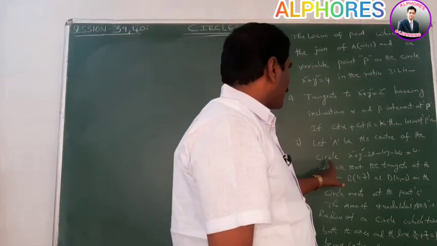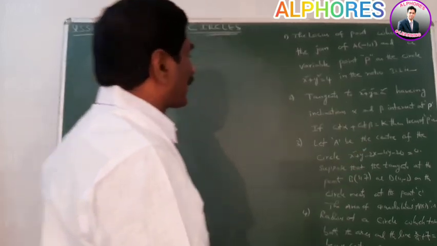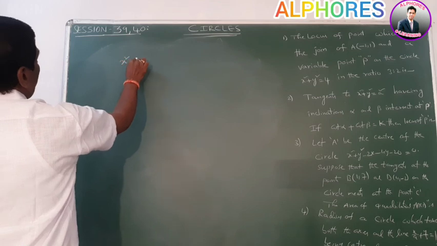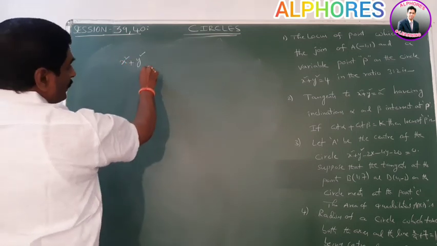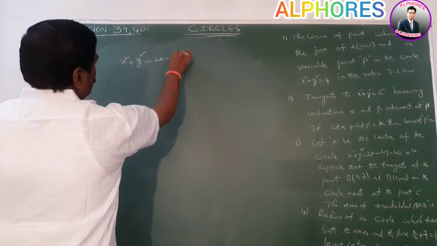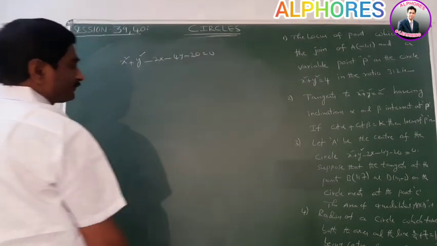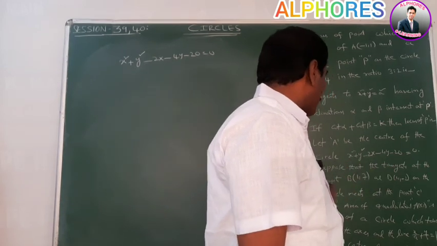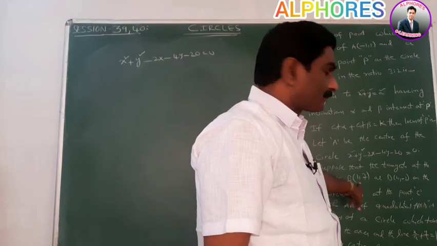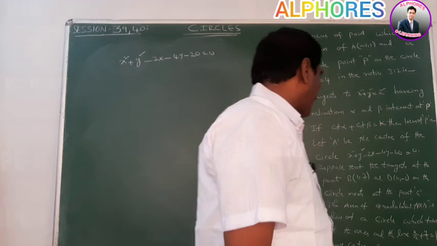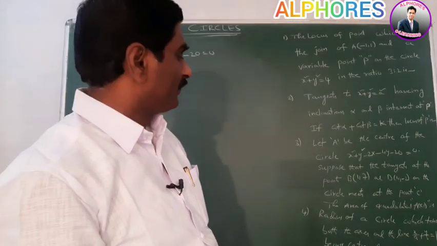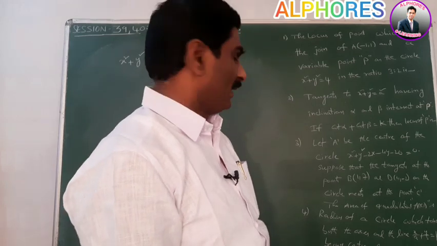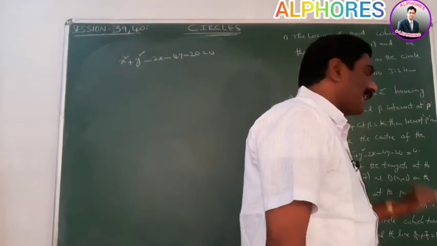Let A be the center of the circle x square plus y square minus 2x minus 4y minus 20 is equal to 0. Suppose that the tangents at the points B(1, 7) and D(4, minus 2) on the circle meet at the point C. Then the area of the quadrilateral ABCD is dash.